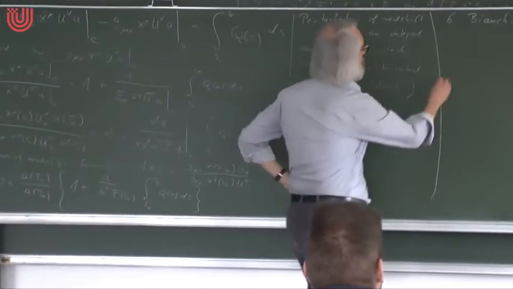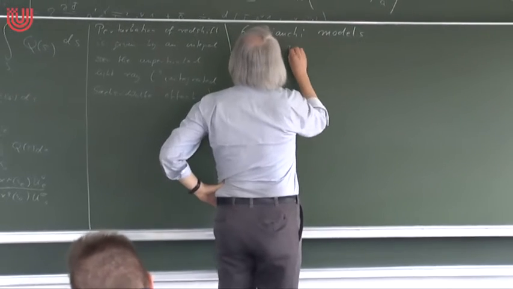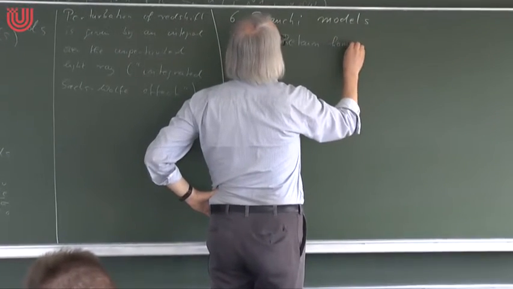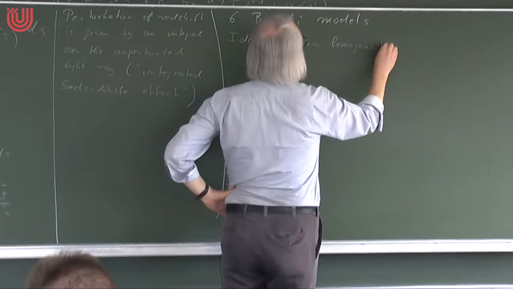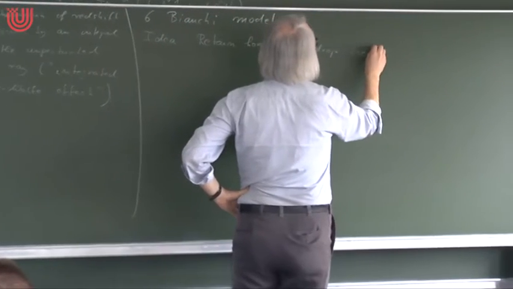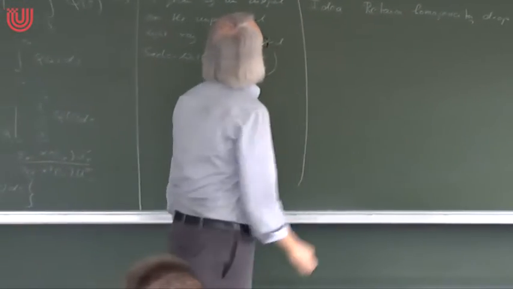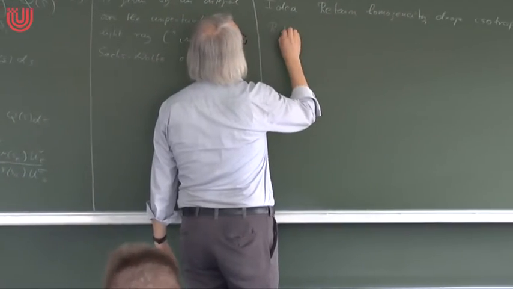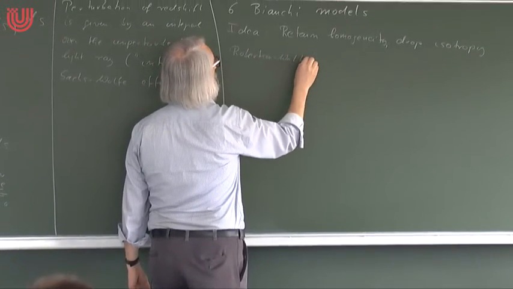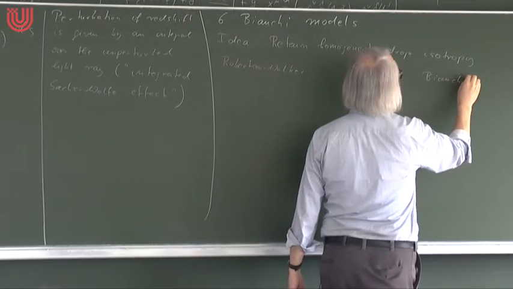So the idea is to retain homogeneity but drop isotropy. So let me remind you, the Robertson-Walker spacetimes, what was the symmetry they had? And here I would then consider the Bianchi.